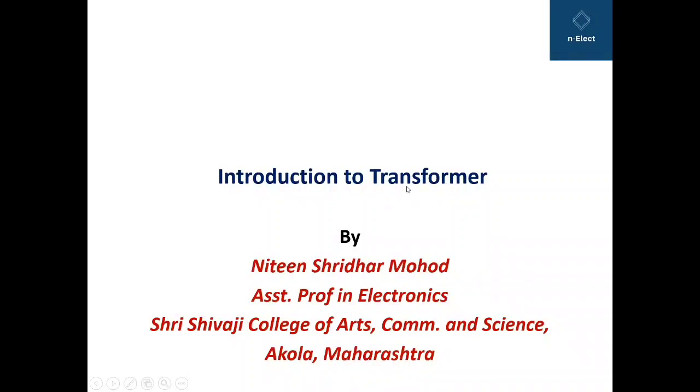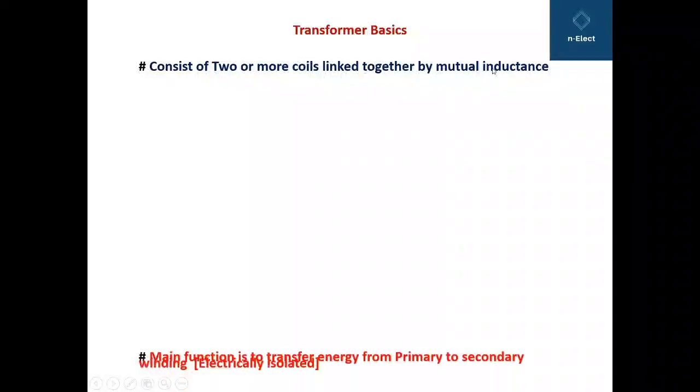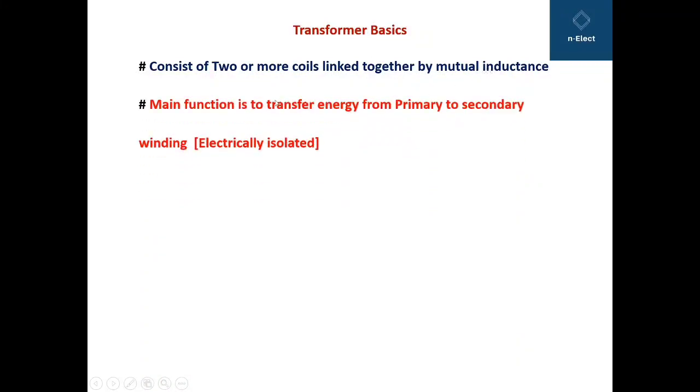Transformer is basically an electrical device which is used for the transfer of energy, or stepping up or stepping down of the energy. So far as transformer basics is concerned, it consists of two or more coils which are linked together by mutual inductance, and its main function is to transfer energy from primary to secondary winding. These primary and secondary windings are electrically isolated, electrically separated from each other.